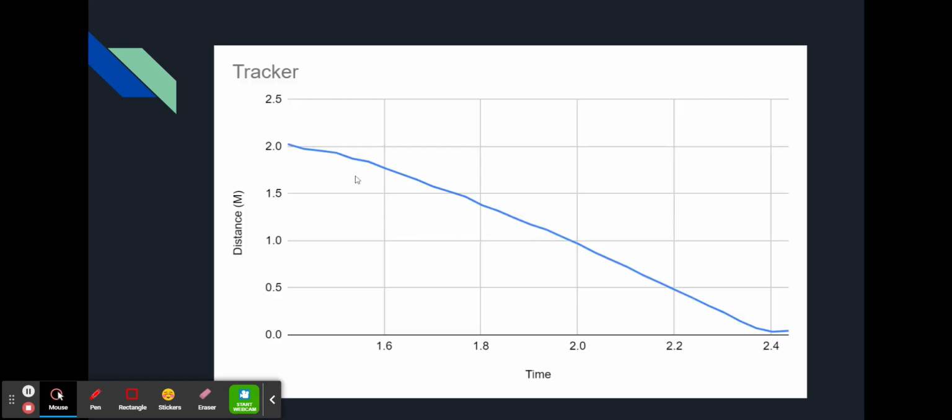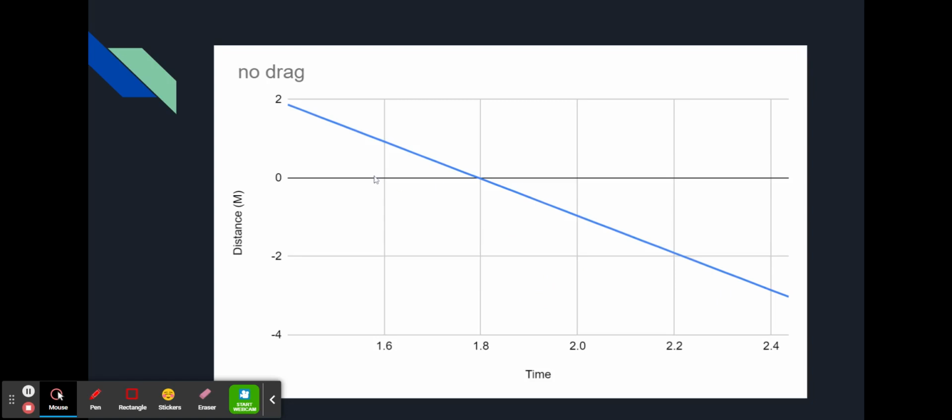As you can see here is what the ball did in our simulations. Just went down with varying speeds and accelerations. Here's the first graph. This is just the graph of our actual data when we dropped it physically in the real world. Here's the Tracker with no drag.